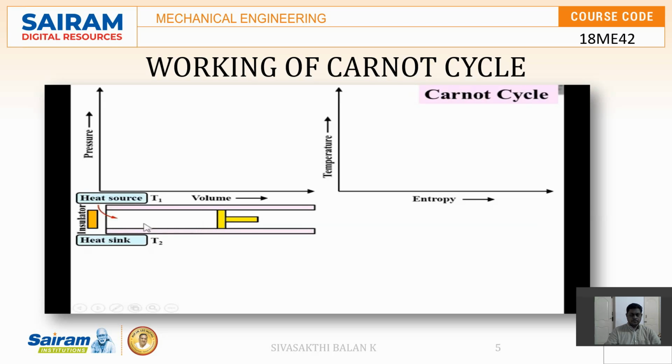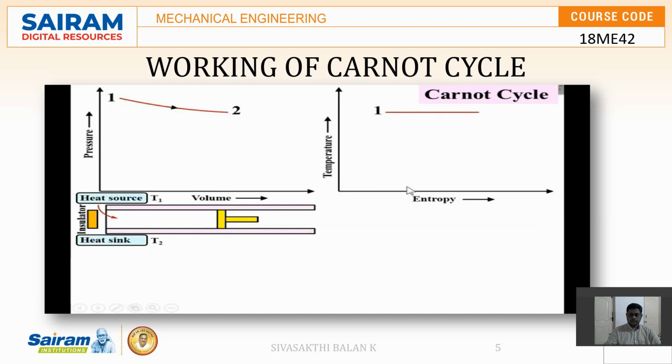And I am going to draw the same stroke in the pressure versus volume diagram and the temperature versus entropy diagram. So let's say the initial condition at this point is 1, and this is the second condition of the air, and this will be the stroke, or you can say the process 1 to 2.